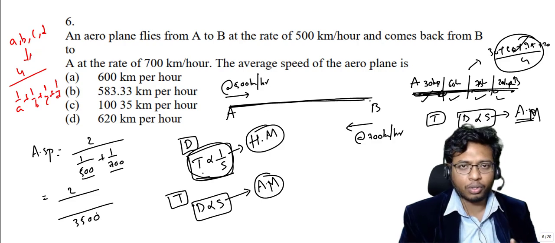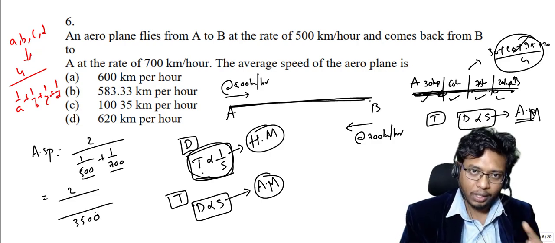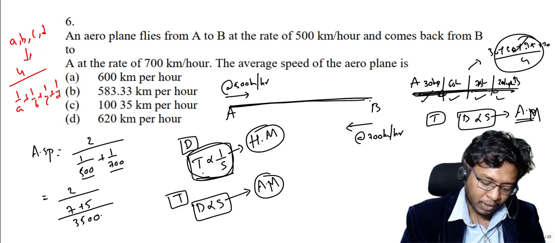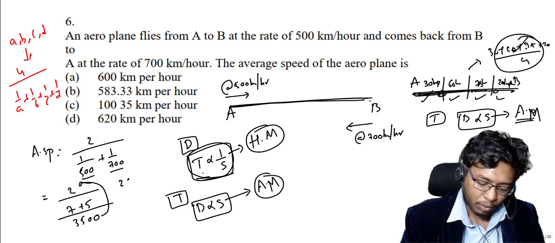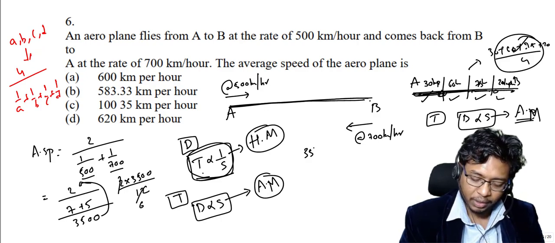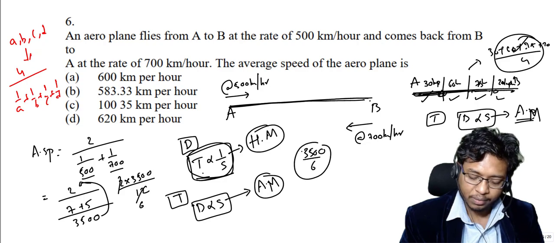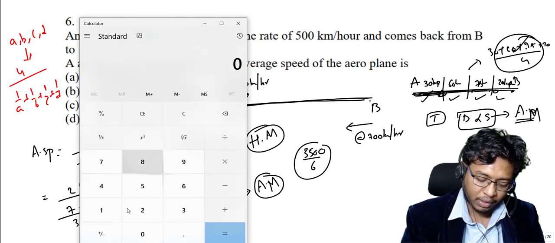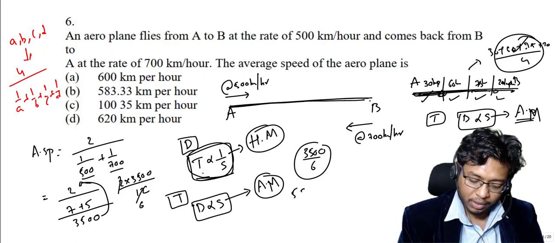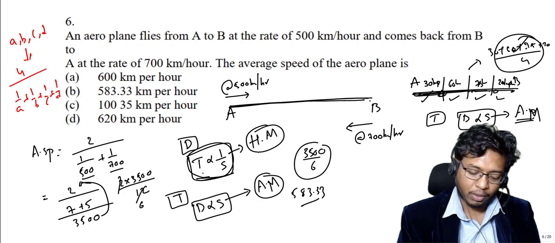But in the exam you shouldn't do this. You should be able to calculate orally itself, right? 3500, so this will be 7 and this will be 5. You send 3500 above, it will be 2 into 3500 by 12. 2 goes 6 times, so your final answer will be 3500 by 6, it will be 583.33. So the answer is 583.33 kilometers per hour.